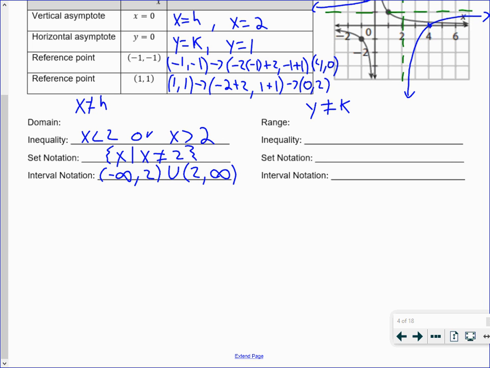Now our range is every y value that does not equal k. So our inequality will be y is less than our k value of 1, or y is greater than our k value of 1. Our set notation is every y value such that y does not equal our k, in this case 1. And our interval notation will be from -infinity up to our k value of 1, with parentheses, union, our k value of 1 up to +infinity. Again, we use parentheses since our y can never actually equal -infinity, +infinity, or 1.